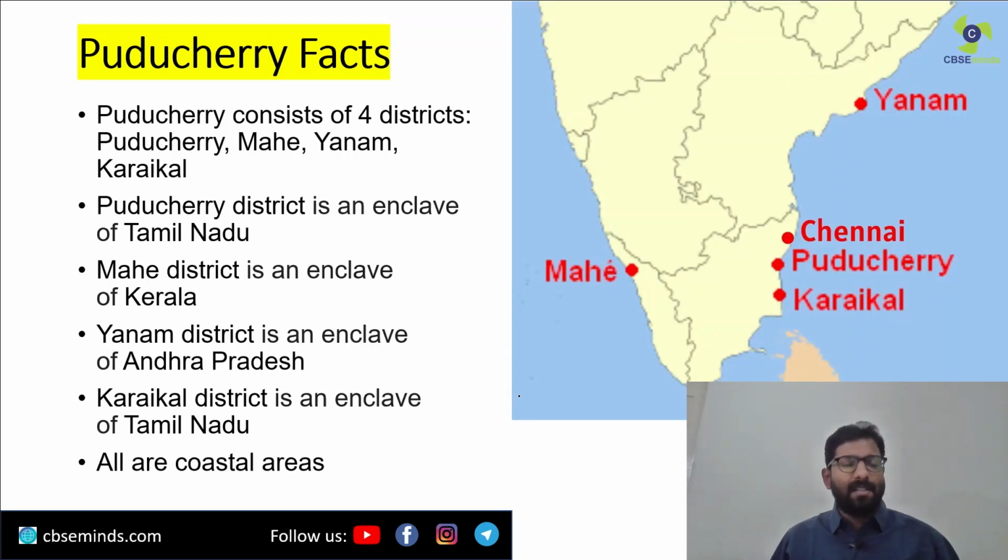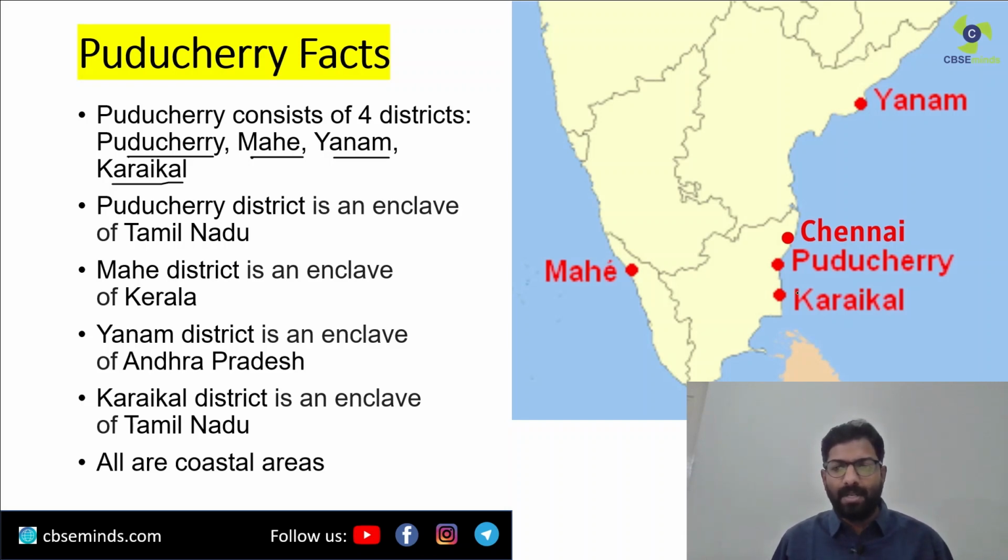Now we'll look at certain factual data about Puducherry. We all have heard about Puducherry. It is very important to note that Puducherry consists of 4 districts, and the 4 districts are Puducherry itself, the second is Mahe, Yanam and Karaikal. However, as you can see on the map on the right hand side, these 4 areas are not located at one place. They are located in different places.